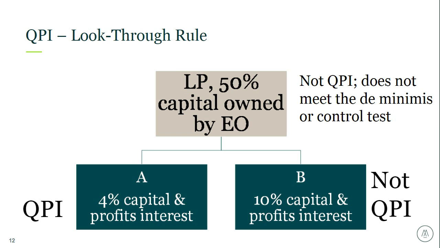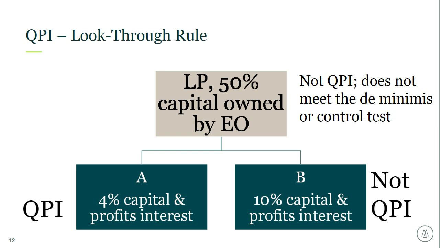So here, the organization holds a 50% capital interest in a partnership LP, and then that LP would be in its own silo because it's not a QPI, because it doesn't meet the de minimis test or the significant participation test. But that LP then holds a 4% capital and profits interest in partnership A, and then a 10% capital and profits interest in partnership B. Partnership A would be a QPI and it could be in the same silo as partnership LP because the organization indirectly holds 2% of the capital interest and profits interest of partnership A, because 4% times 50% is 2%.